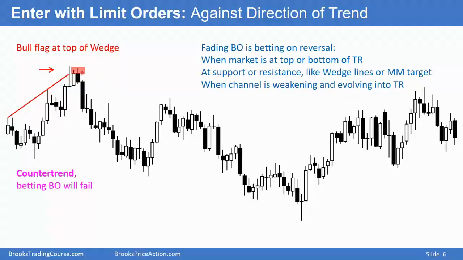This is betting against a trend. This is using a limit order, betting that a trend is about to reverse.